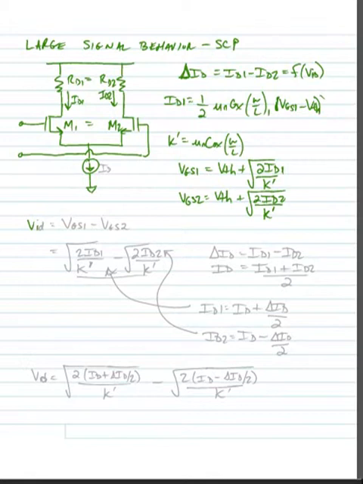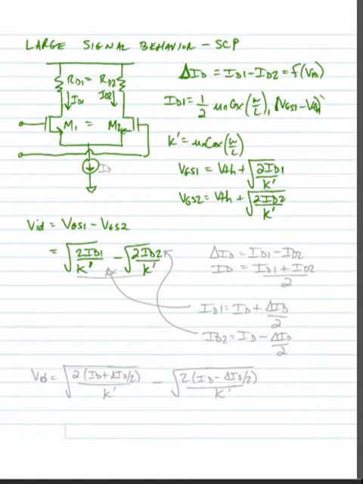We can define our input differential voltage then. VID is equal to VGS1 minus VGS2, just the difference of the voltages on the gates of the two transistors. And if we make a substitution, we'd find that this is equal to the square root of 2 times ID1 divided by K prime minus the square root of 2 times ID2 divided by K prime.